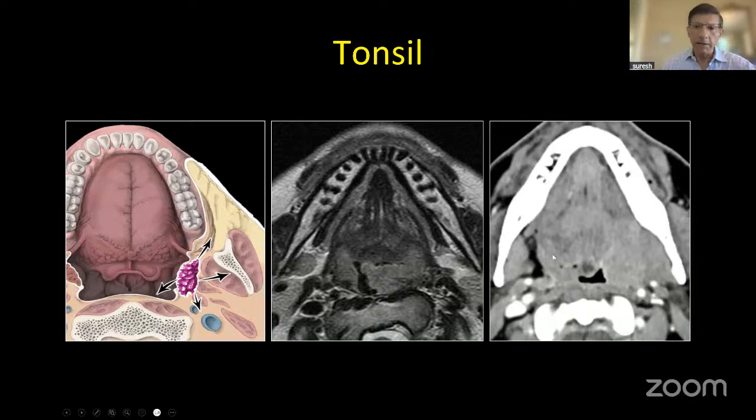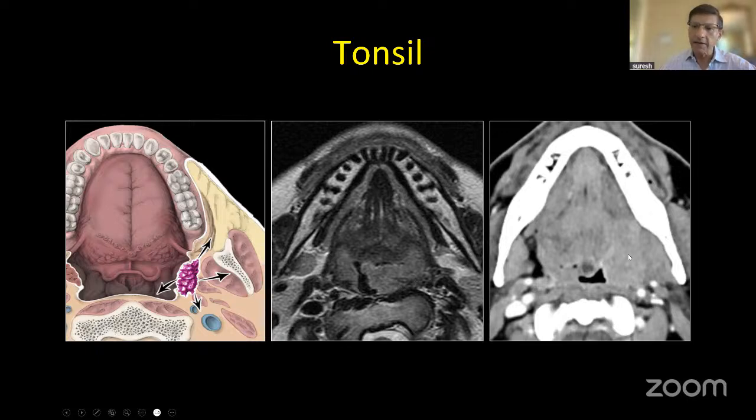Both of these are different patients. This is an example of an exophytic tonsillar carcinoma. Notice how it's all exophytic. There's no deep extension. So this can easily be treated with a tonsillectomy through transoral robotic surgery.